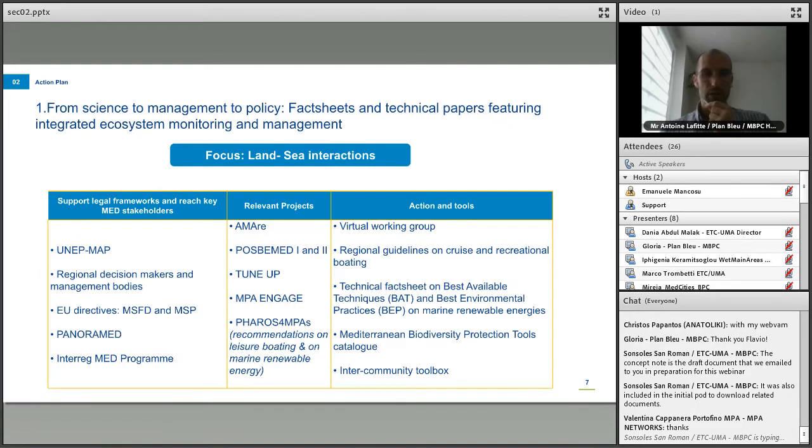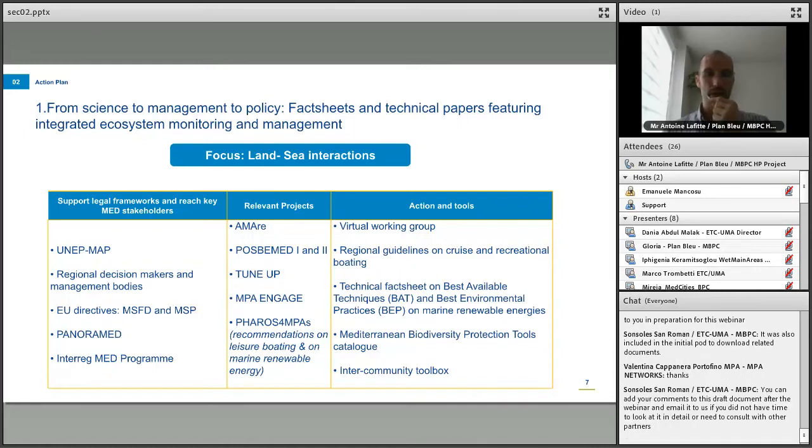The next slide is presenting in detail the legal frameworks supported by our action and how we can reach key Mediterranean stakeholders. How? Through actions and tools produced by relevant modular projects already ended and the new ones. AMARE project, POSBEMED 1 and 2, TUNEP, MPA Engage, and also Pharos for MPAs, which has produced some recommendations, for example, on leisure boating and marine renewable energy.